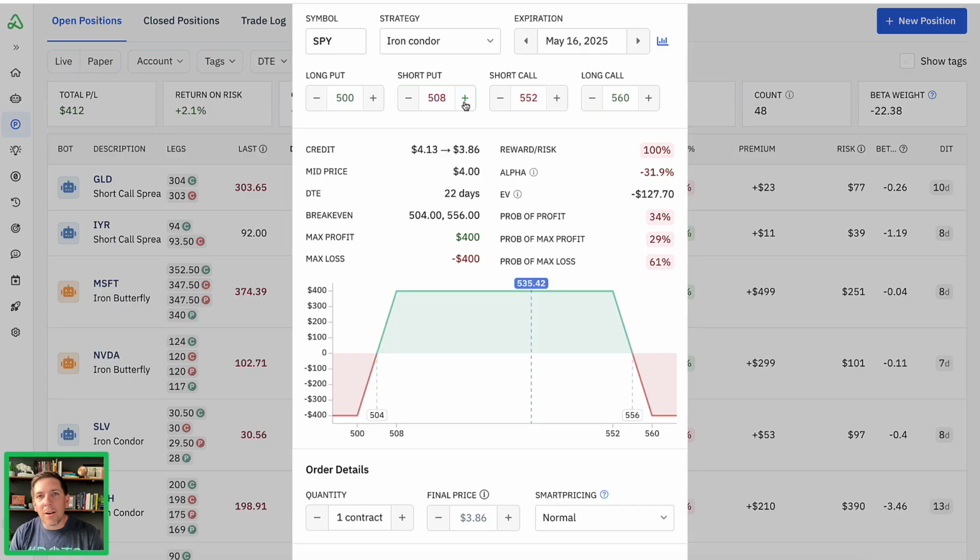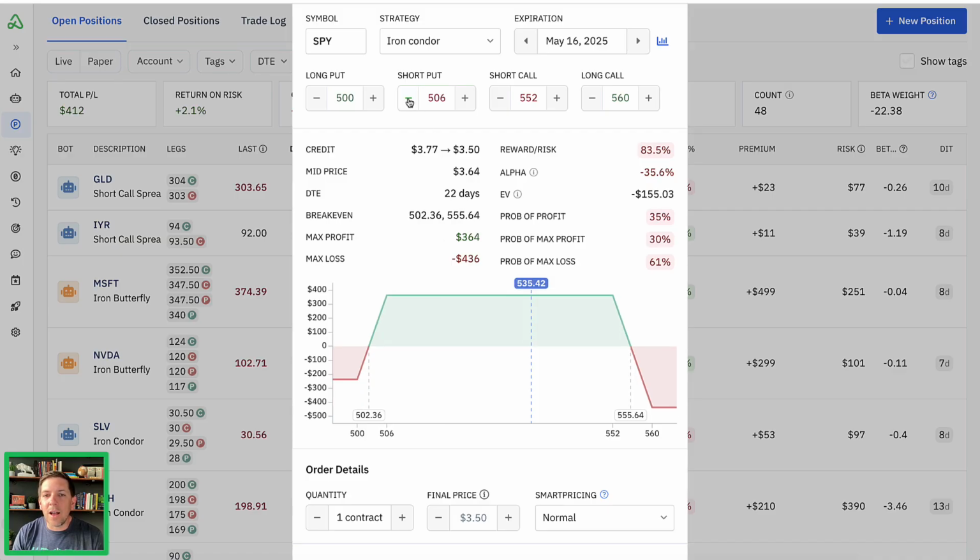Now, a cool thing about iron condors too is that you can actually do iron condors that are balanced. In this case, they're balanced like this. This would be a balanced position. It's an $8 wide spread on this side, and it's also an $8 wide spread on this side. You can see the payoff diagram is completely balanced because the max loss is exactly the same on both sides. But you don't have to do that.